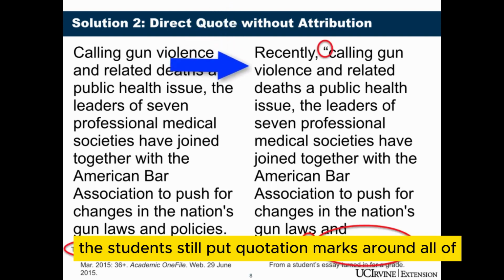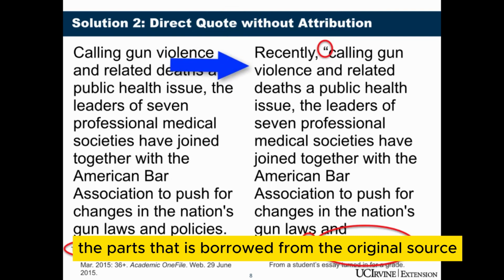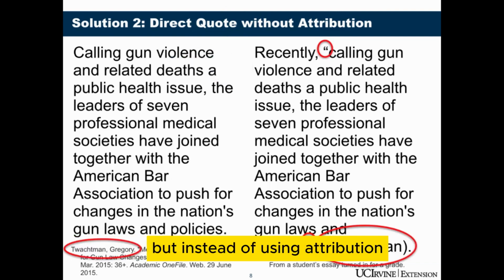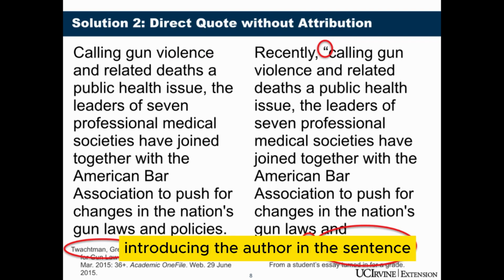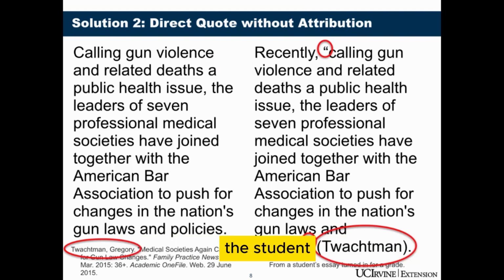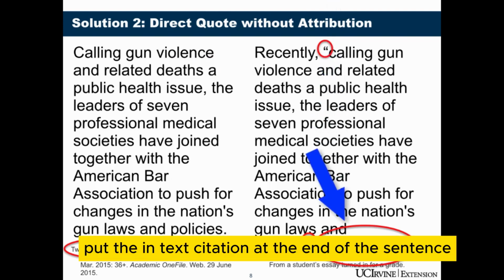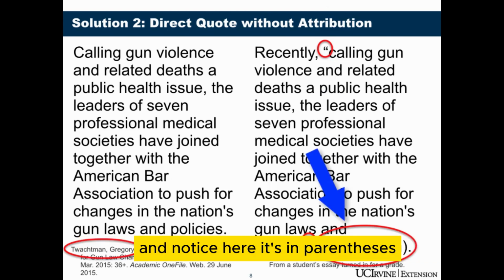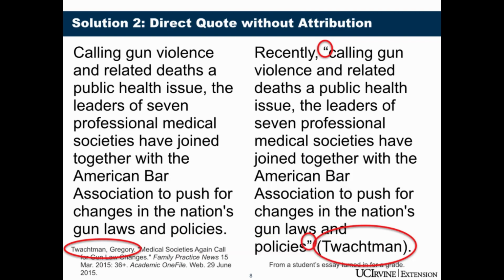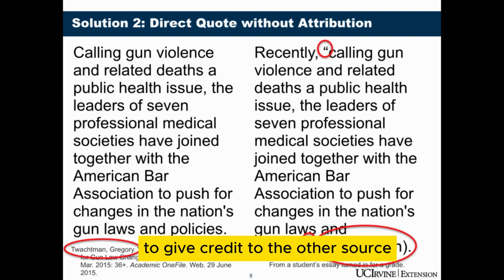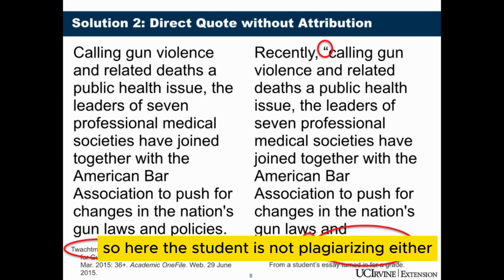The student still put quotation marks around all of the parts that are borrowed from the original source. But instead of using attribution, that means instead of introducing the author in the sentence, the student put the in-text citation at the end of the sentence. And notice here it's in parentheses and it goes before the period. This is also a correct way to give credit to the other source. So here the student is not plagiarizing either.